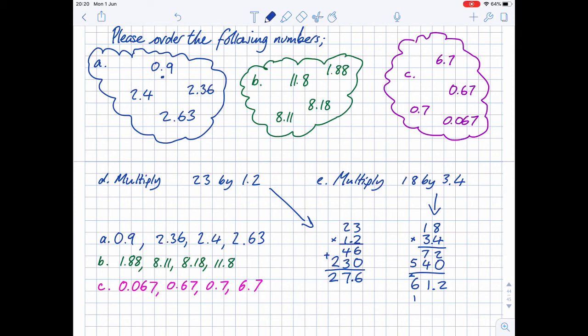We'll probably move on from ordering numbers. But we might carry on with multiplying by decimals tomorrow.